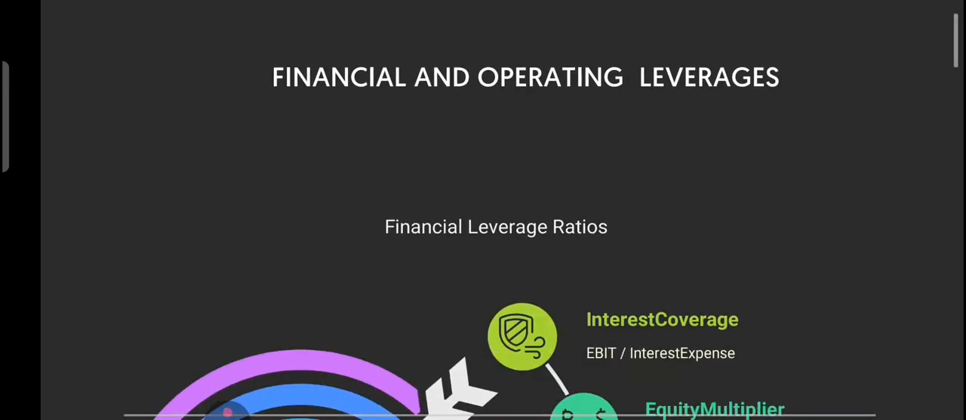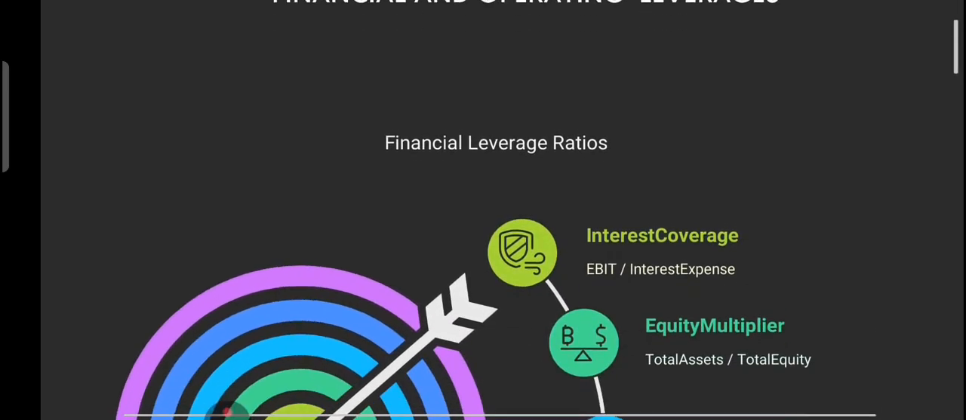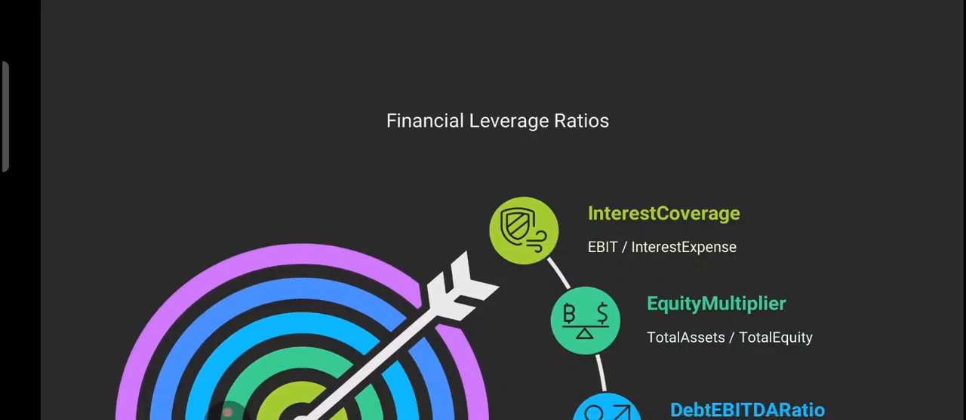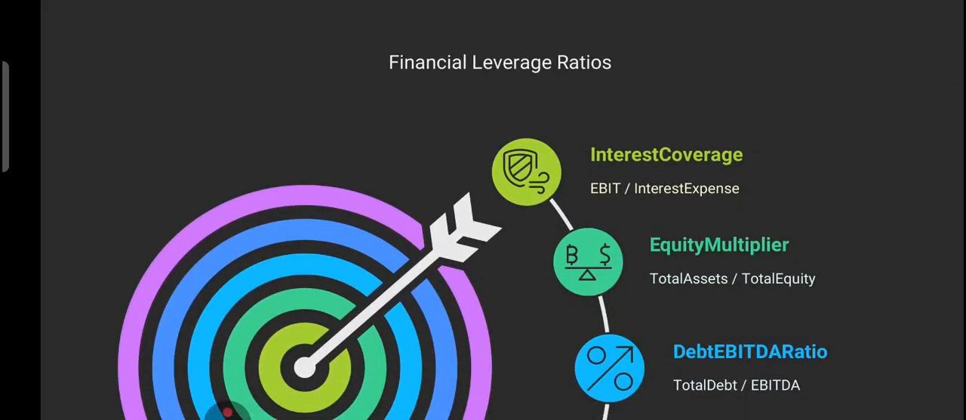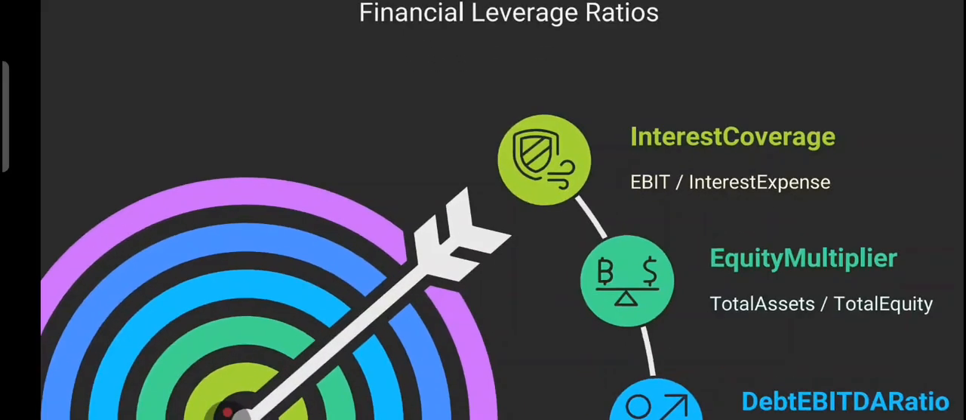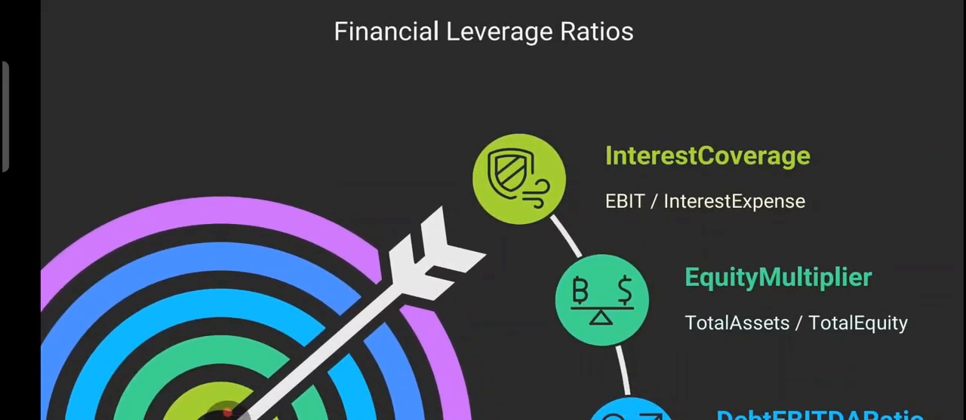So let's get started with financial leverage ratios. There are some ratios which have been given. The first ratio is called the interest coverage ratio. What is the interest coverage ratio? In the numerator you can see EBIT, in the denominator you can see interest expense. It tells us how easily the company can pay its interest. So that is what the interest coverage ratio tells us.